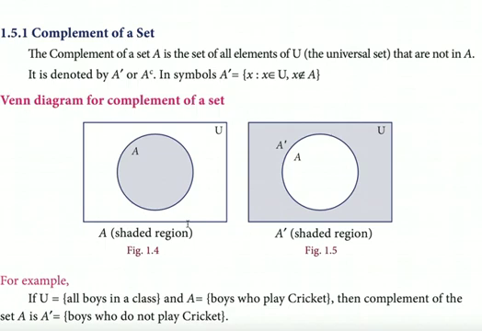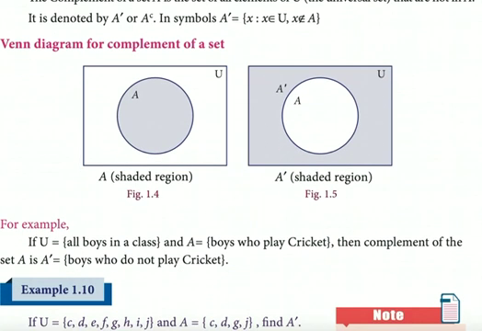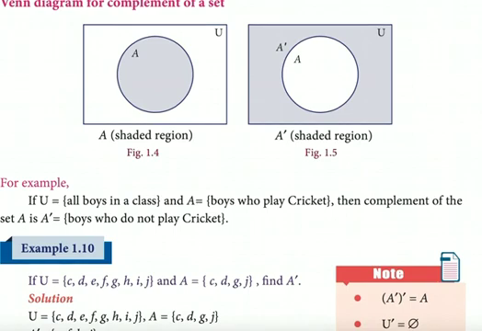Venn diagram for the complement of a set. See, this shaded region represents A. Now the shaded region represents A dash. In U, whichever is not part of A is A dash. For example, if U is all boys in a class and A is boys who play cricket, then the complement of set A is A dash. That means boys who do not play cricket.